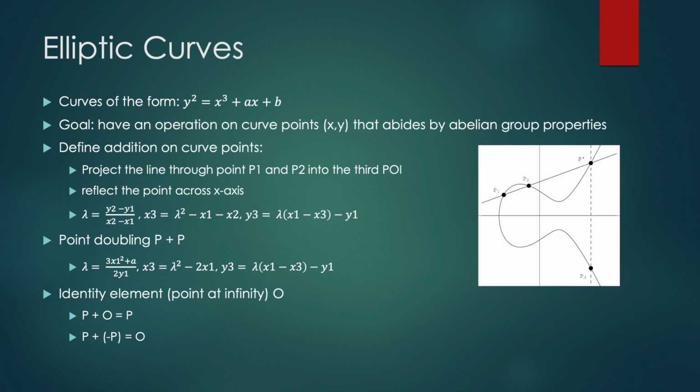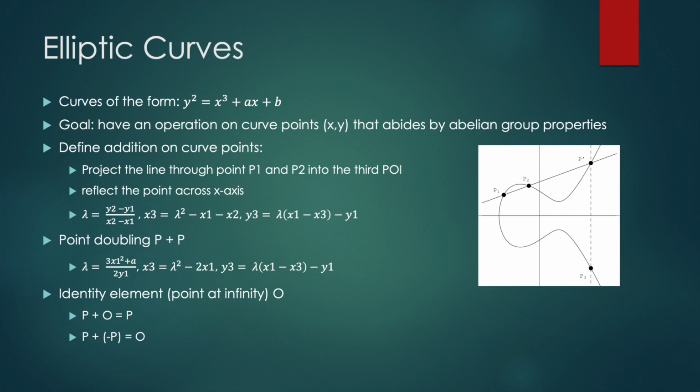Finally, we need to define an identity element. So we call this the point at infinity, or O. The properties of the identity element must hold that P plus the identity element yields P, where P is some point on the elliptic curve, and P plus minus P yields the identity element.